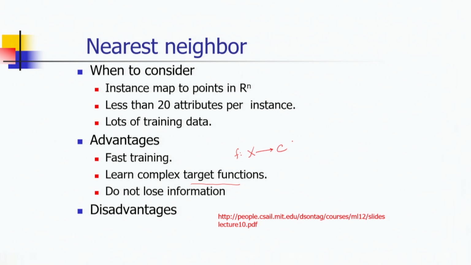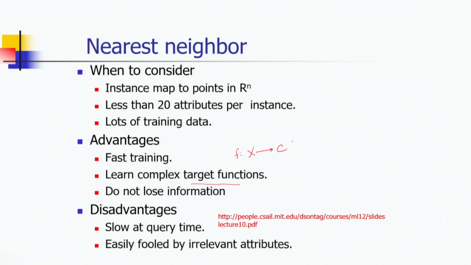It does not lose any information. It uses all the training samples, but that itself is a problem, because if there are noisy samples, your decision would be erroneous at certain zones. So, those are disadvantages. It is very slow because it considers all the samples, so it is computationally very heavy, slow at query time, and easily fooled by irrelevant attributes. As I was just mentioning, if there are noisy samples, then you have a problem.